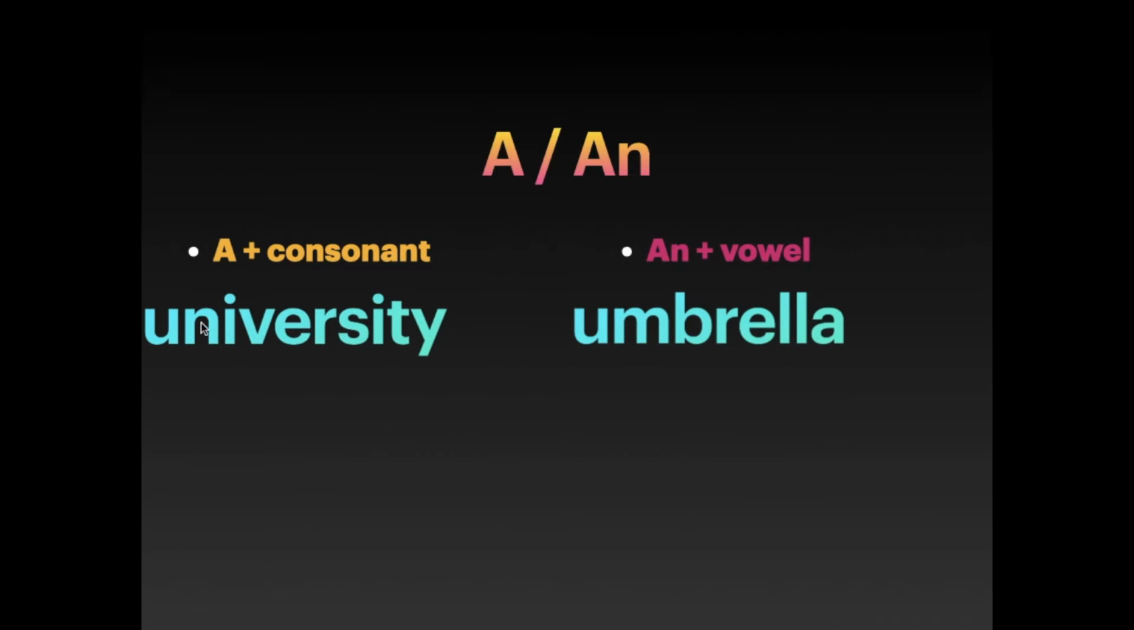So we say a university. But notice how the sound is completely different. University, umbrella. A hat or an hat? A hat, right? It's a consonant.